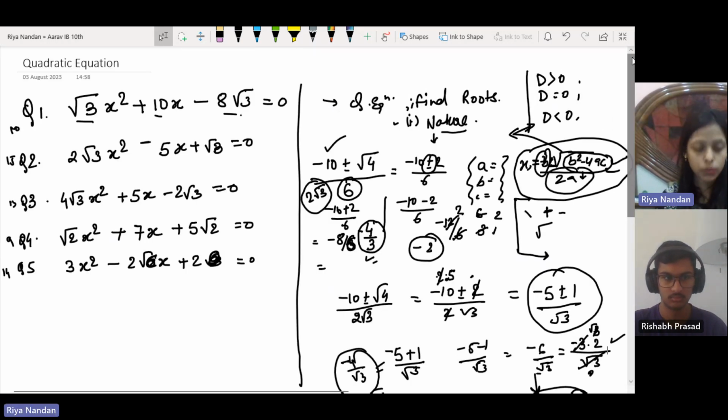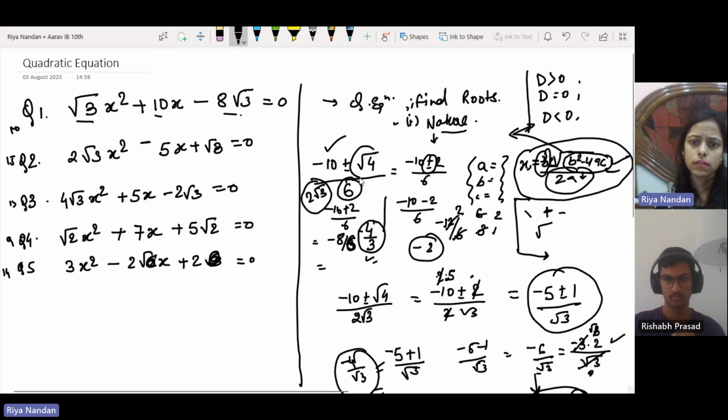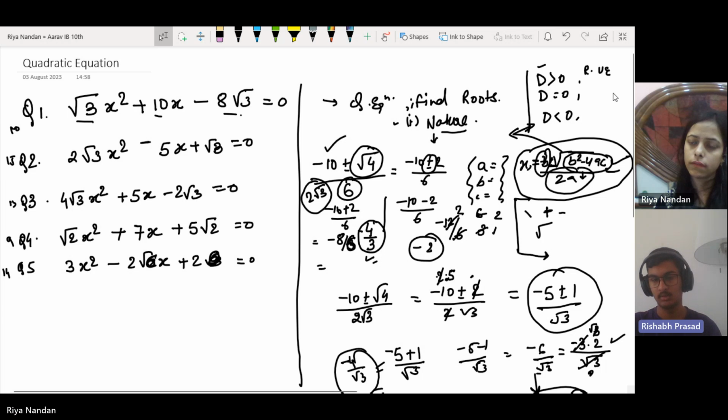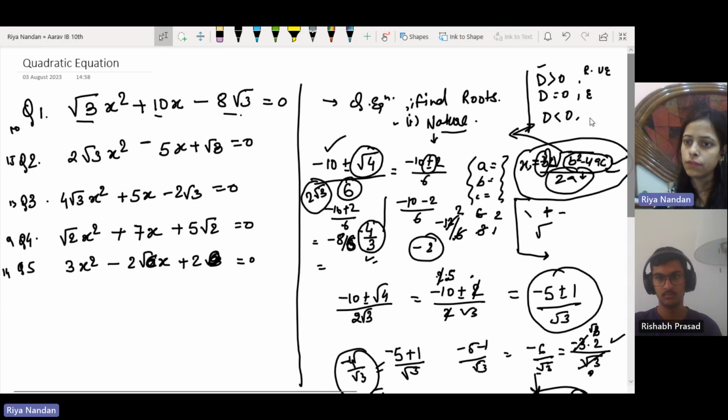Write down the second question. Try to solve it fast. And what is the nature of the roots? If you are getting this, 4. The first one, yes. So what is the nature? Real and unequal, right? Yes. This is equal, with the two equal values, and this is no real values. Yes.